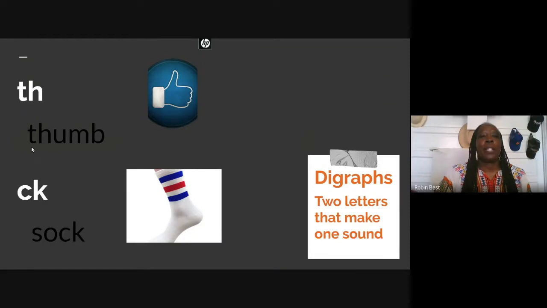Our word here is thumb. Can you give me a thumbs up? Good job. CK as in sock. Sock. Are you wearing socks today?